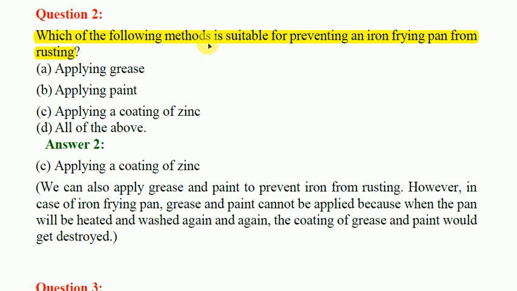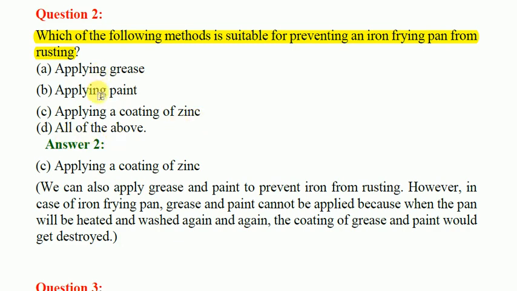Which of the following methods is suitable for preventing an iron frying pan from rusting? They are asking by which method we can prevent the rusting process. The options given are: applying grease, applying paint, applying zinc coating, and all of the above.